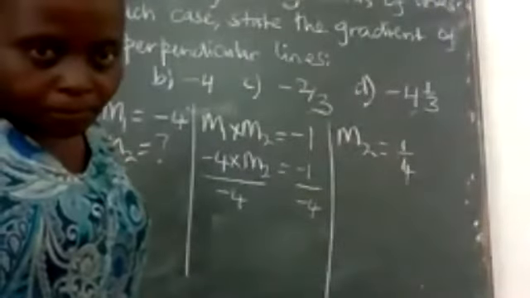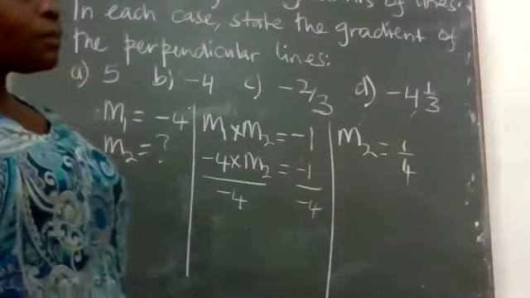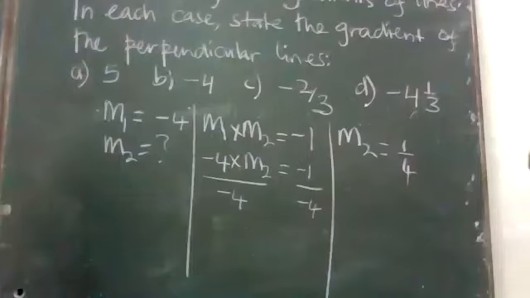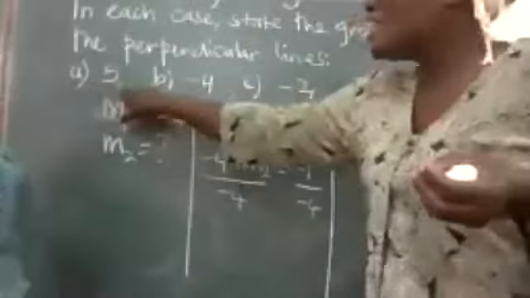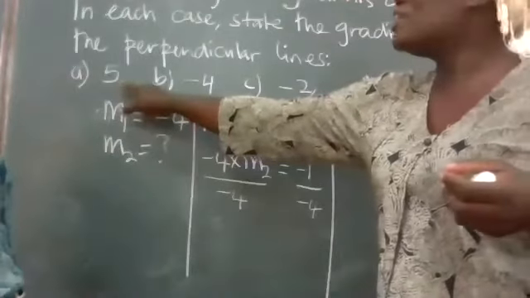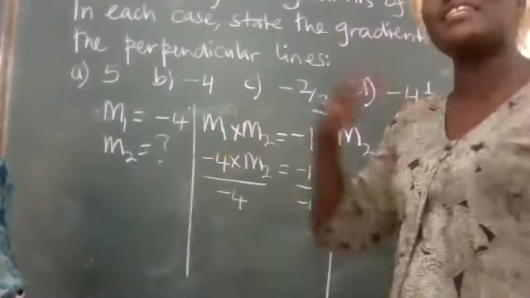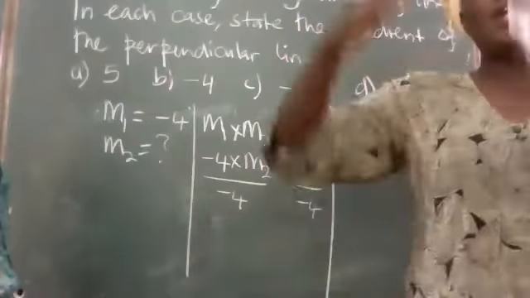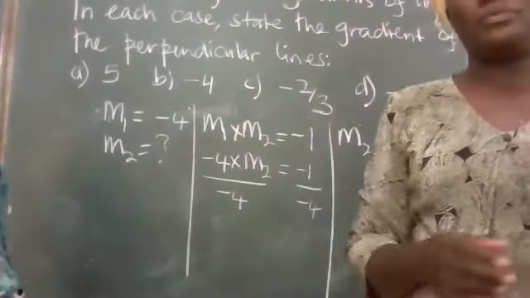Someone inboxed me and asked, how do we know whether it is gradient 1 or gradient 2? It doesn't matter. Any can be the first one and the other one can be the next one. But since we've been given this, it would be funny giving it M2 and then we are looking for M1. But in any case, it doesn't matter. There is no specific rule that this must be gradient 1 and the other one must be gradient 2, either or.